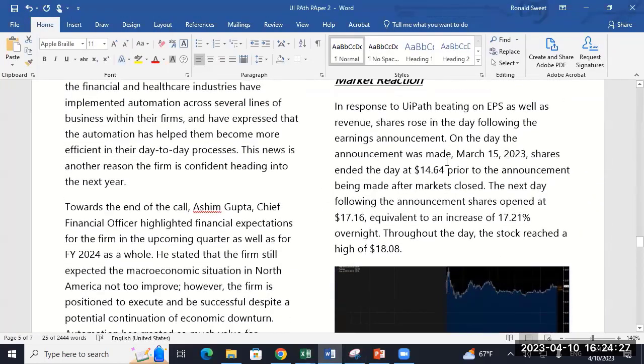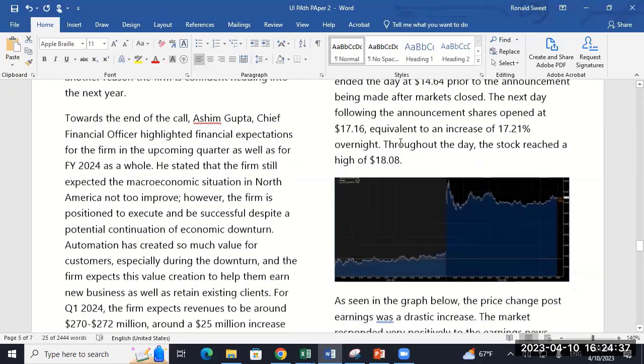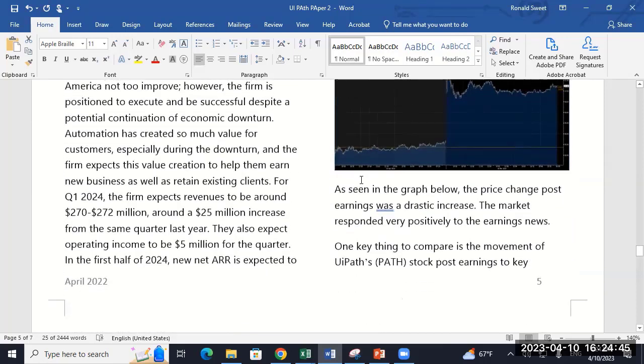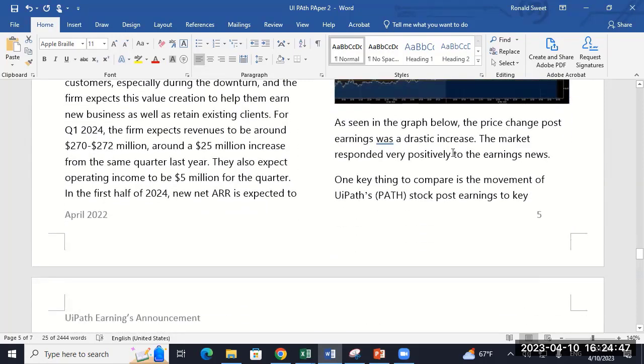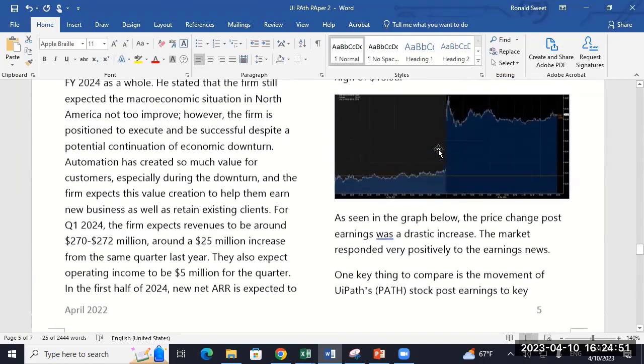And then market reaction. The shares rose in the day following the earnings announcement. On the day of the announcement, shares ended the day at 1464. Prior to the announcement, the next day, following the announcement, shares opened at 1716, a 17.21% increase. Throughout the day, the stock reached a high of 1808, as seen in the graph below. Yeah, graph above, I guess.